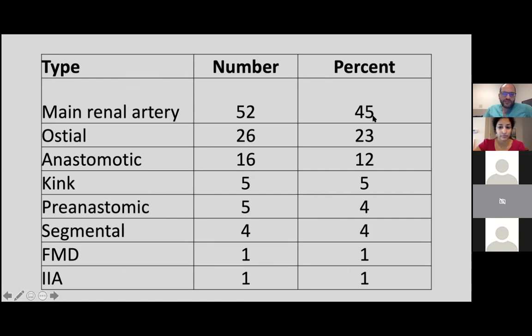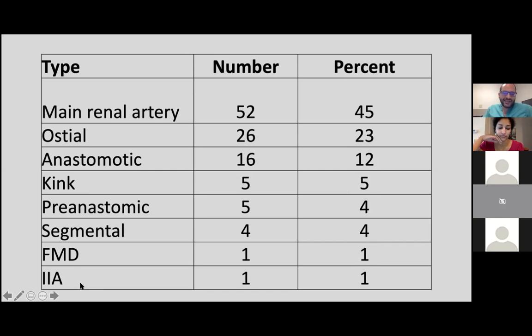When we looked at the data of over 100 patients who had transplant renal artery stenosis, you can see 45% of them actually involved the main renal artery. Of those that were ostio-anastomotic, which was 35% of them, most ended up being ostial. Those that were actually anastomotic, where you could say maybe there was something associated with the anastomosis itself, were only 12% of patients. We also found some kinks, 5%, pre-anastomotic, 4%, segmental. We had a case of FMD in a transplanted kidney. I thought that was interesting.